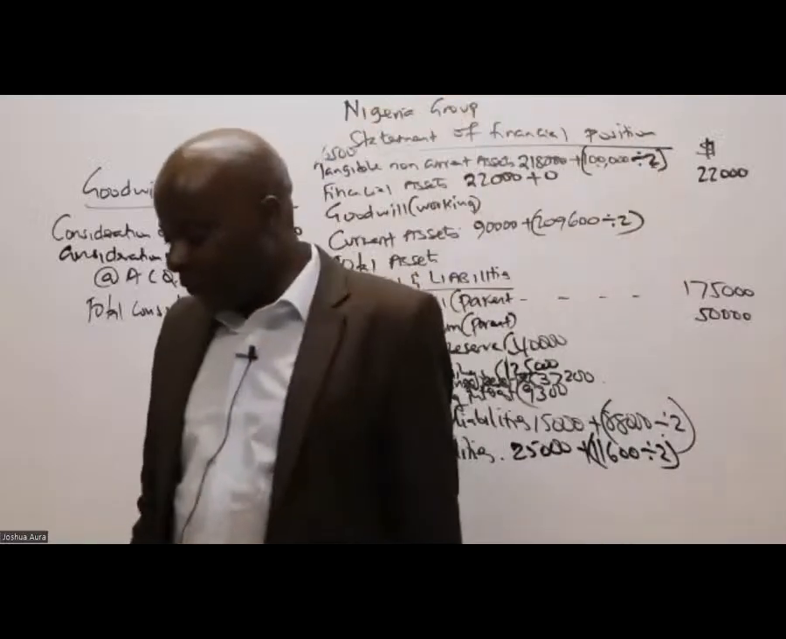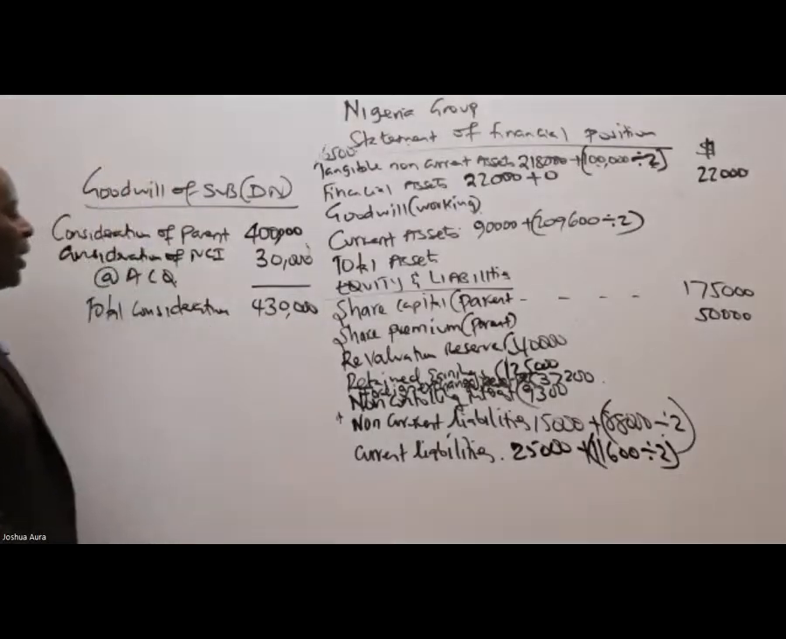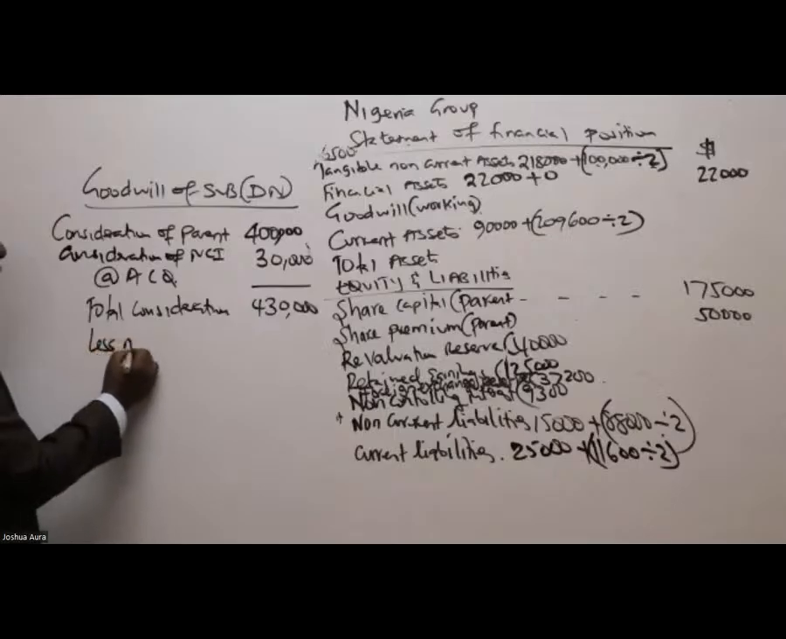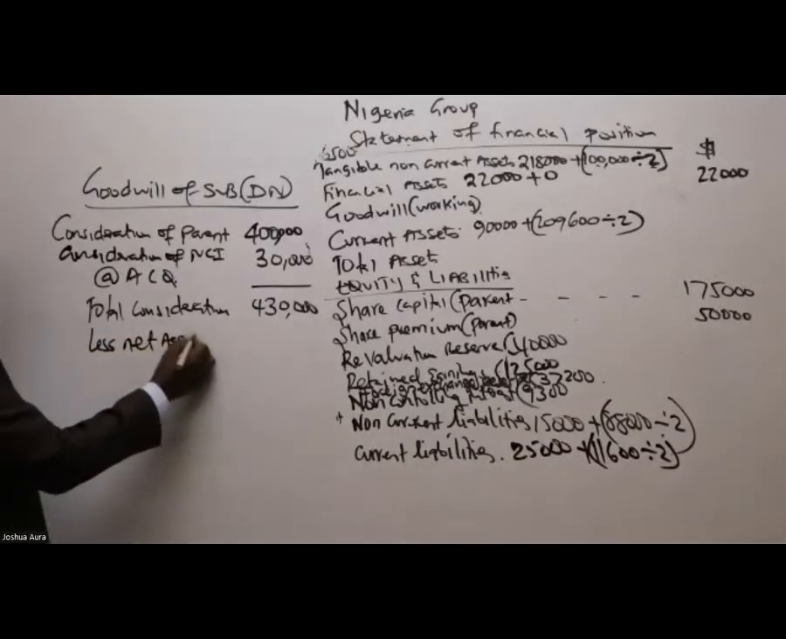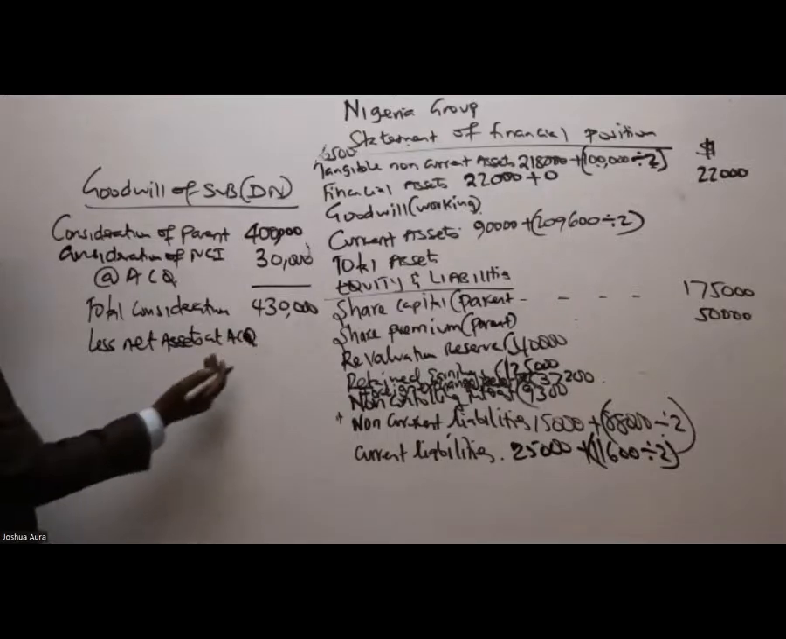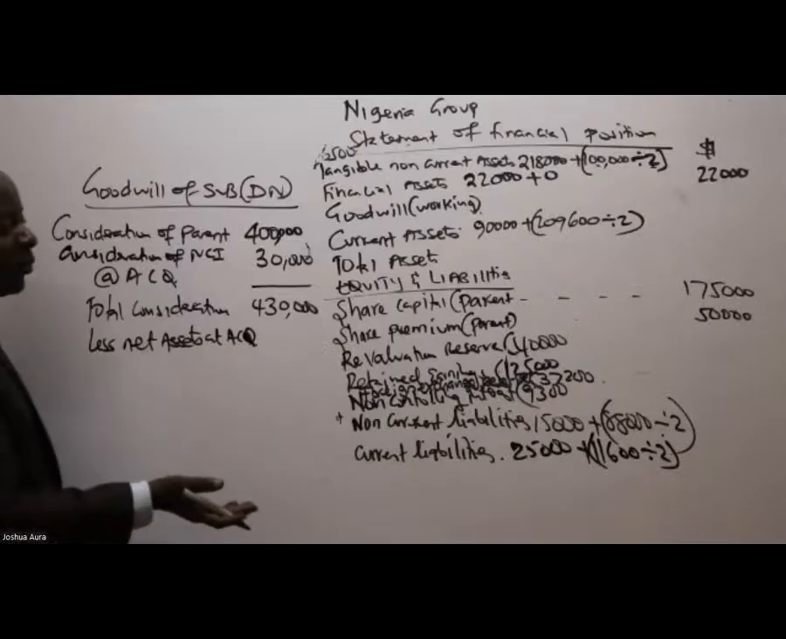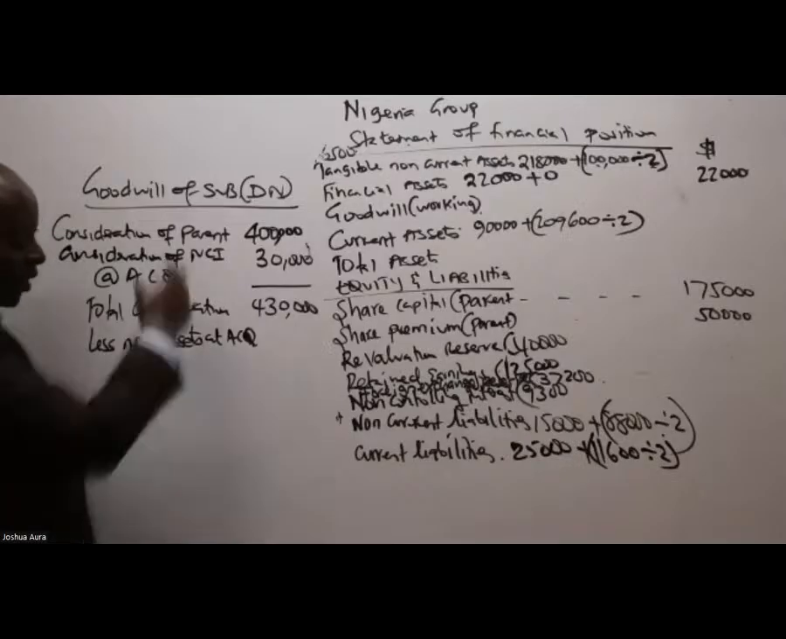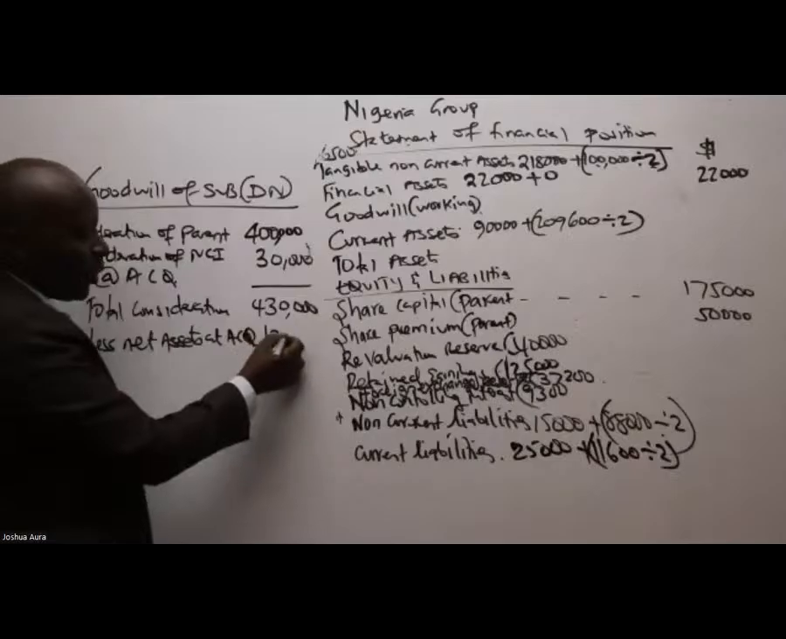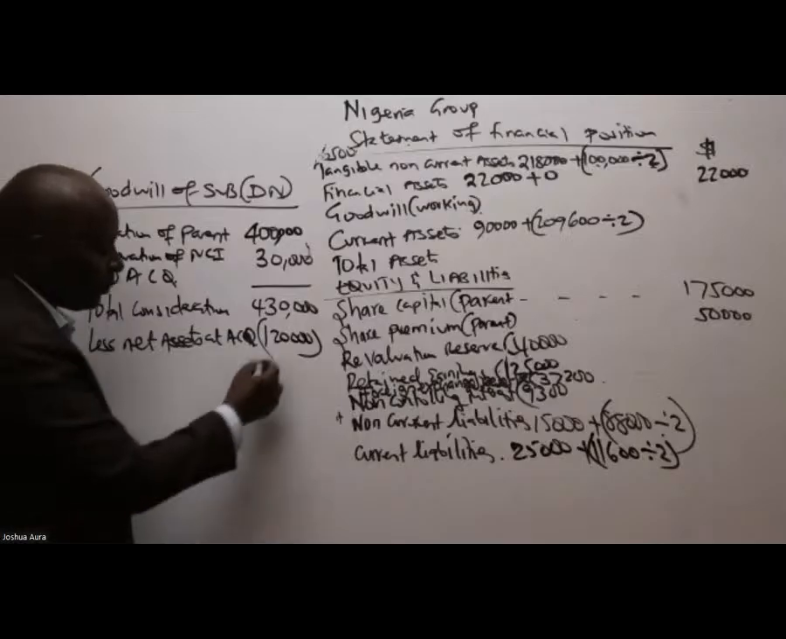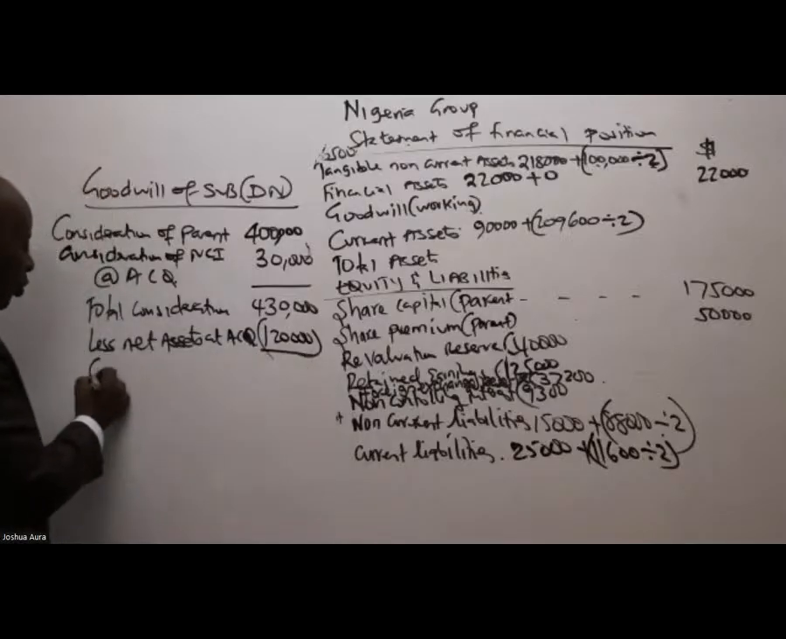Ladies and gentlemen, from there, come and give us the net assets. So less net assets at acquisition. I rubbed my figure a long time ago. Are you able to remember the net assets at acquisition? You have that table up there. Is it 120,000? 120,000. So please subtract. Whatever you get is called goodwill.